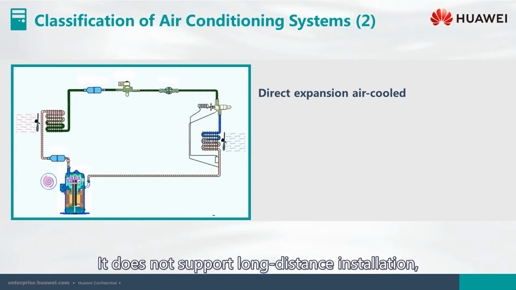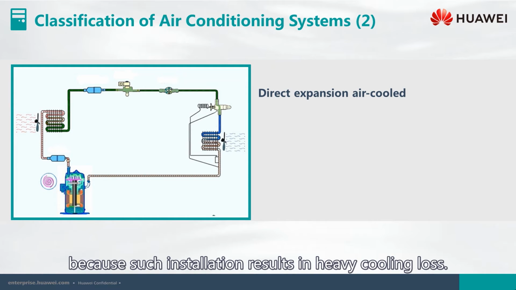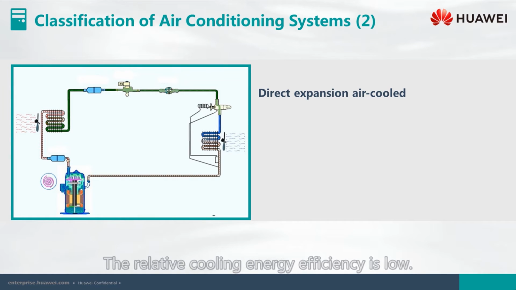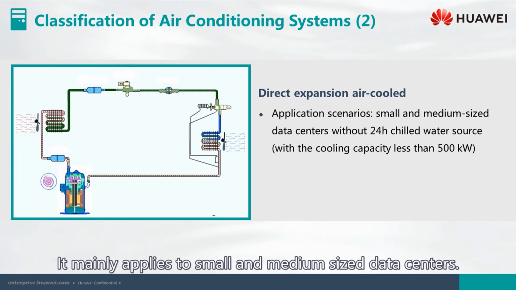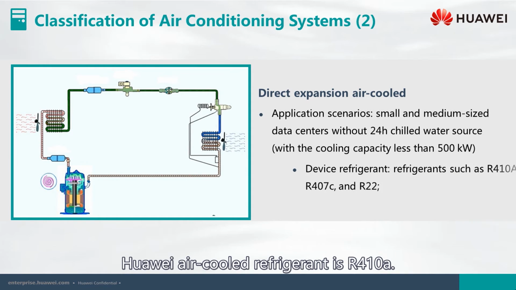It does not support long-distance installation because such installation results in heavy cooling loss. The relative cooling energy efficiency is low. It mainly applies to small and medium-sized data centers. Huawei air-cooled refrigerant is R410A.